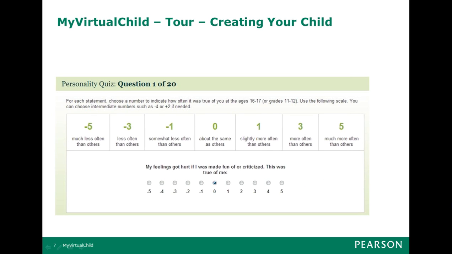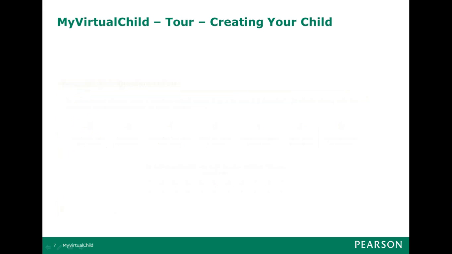And then it's going to take you through a personality quiz with a range from much less than others to much more than others on particular questions. So this one says, my feelings got hurt, I was made fun of or criticised, this was true of me, and then you say how much or little that affected you. Again, this is at the age of 16, 17, 18. This is to give some inherited personality traits to the child, which will be thrown into the random system and then affected by the choices that the student makes.